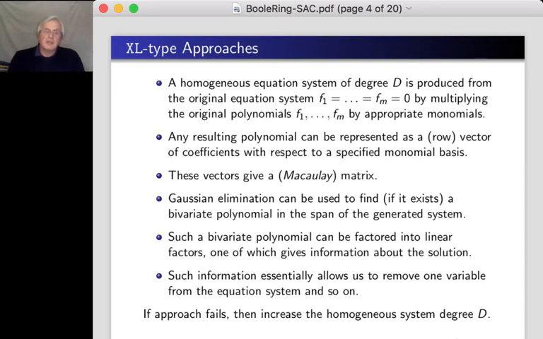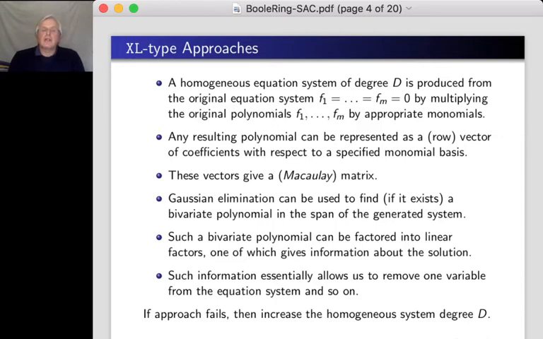We can then use Gaussian elimination to find if there exists a bivariate polynomial in the span of the generated system. So essentially we would choose the two variables we were interested in to give the bivariate polynomial, and we would order the monomial basis so that they were all on the right hand columns of the Macaulay matrix. So we have x0 and x1. We put all the monomials solely in x0 and x1 in the right hand columns of the Macaulay matrix.